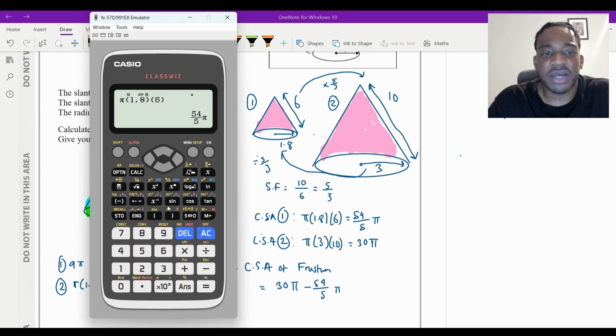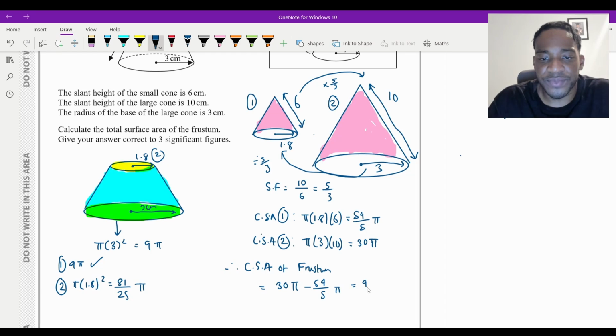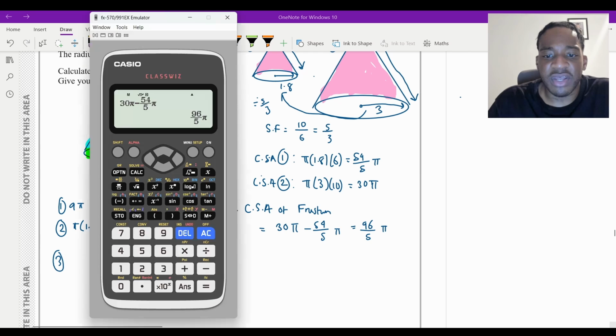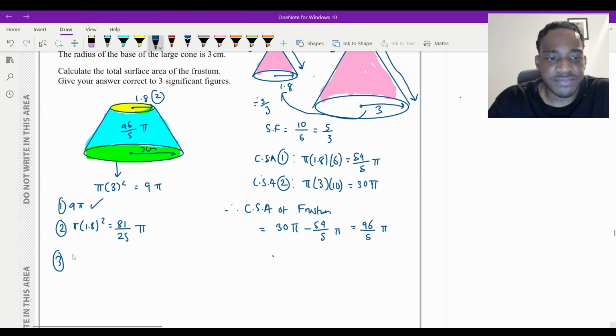Now punch this into the calculator. This will give us 30 pi, take away 54 over 5 pi. And this gives us 96 over 5 pi. So we now know the curved surface area of the frustum, the remaining surface area that we needed. So I'm just going to write this here, 96 over 5 pi. This is the one in the middle. So I'm just going to put number 3 here. We just double check. I haven't written any wrong numbers yet. 96 over 5 pi.